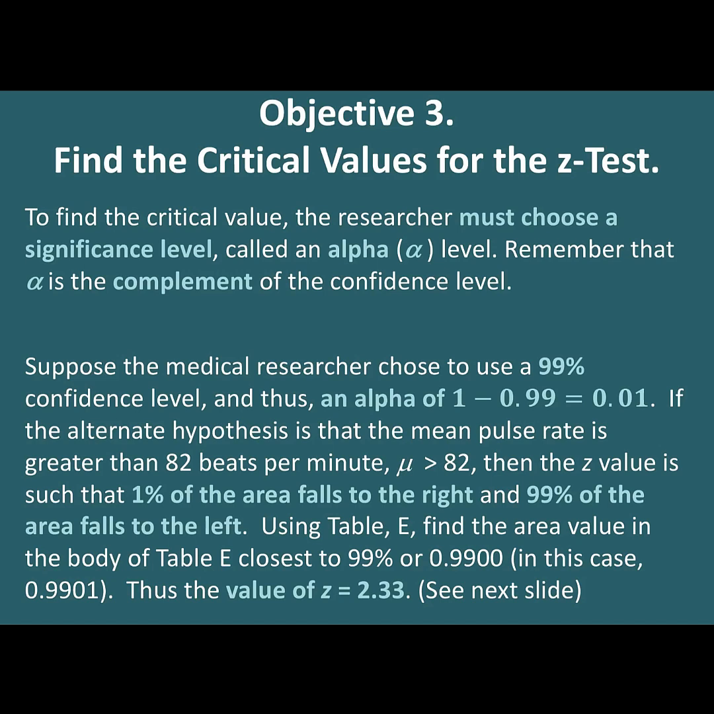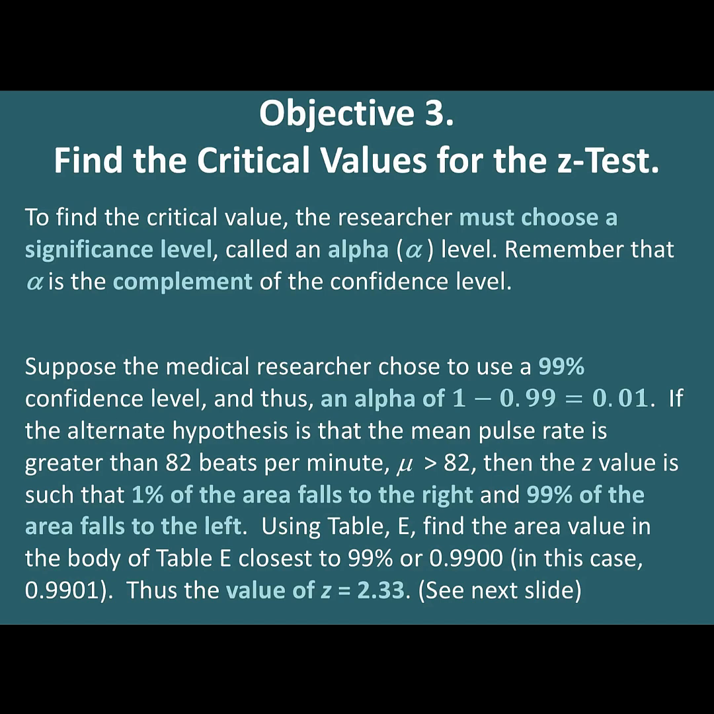rather 0.01. If the alternative hypothesis is that the mean pulse rate is greater than 82 beats per minute, mu greater than 82, then the z-value is such that 1% of the area falls to the right and 99% of the area falls to the left. Using the table, find the area value in the body of the table closest to 99%, or 0.99. In this case, if you look at the table, it would be 0.9901.